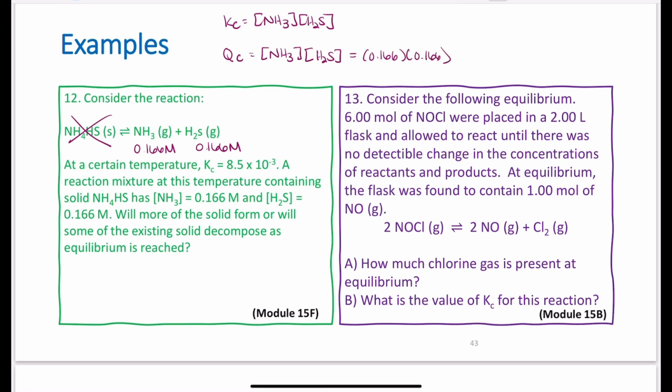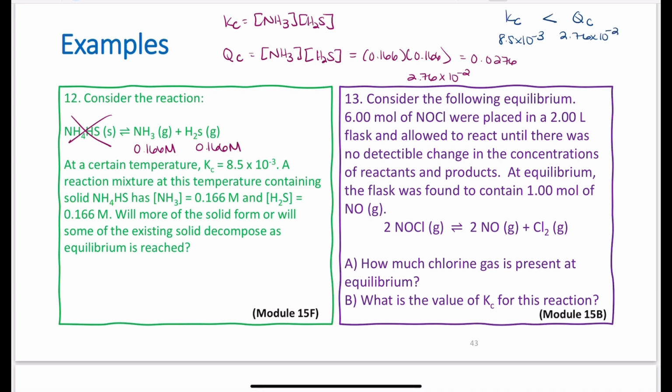So let me check that because I don't actually have the math done. I don't know why I don't have this question written down anywhere. 0.166 times 0.166 gives me a value of 0.0276. So 2.76 times 10 to the negative 2. I'm going to compare Qc and Kc. When I get Kc, I have 8.5 times 10 to the negative 3. Qc, 2.76 times 10 to the negative 2.